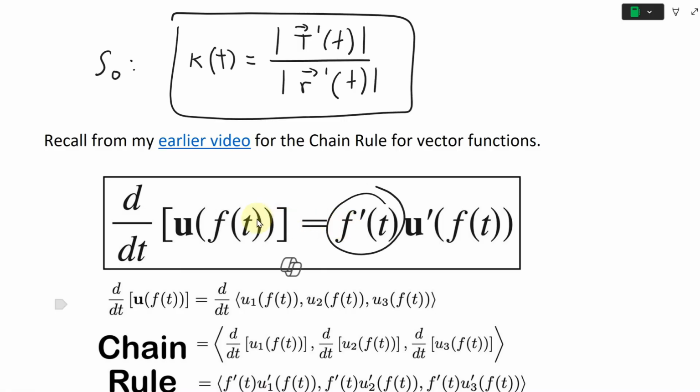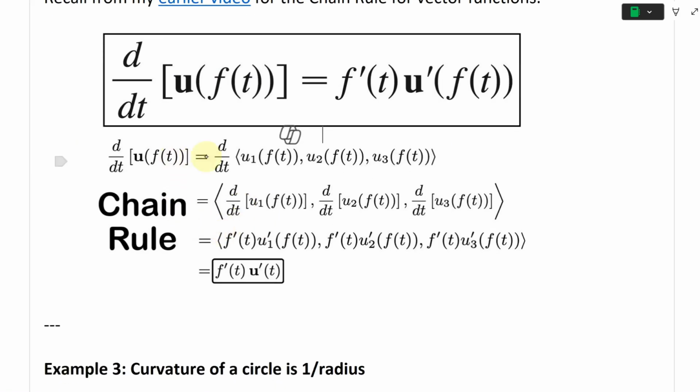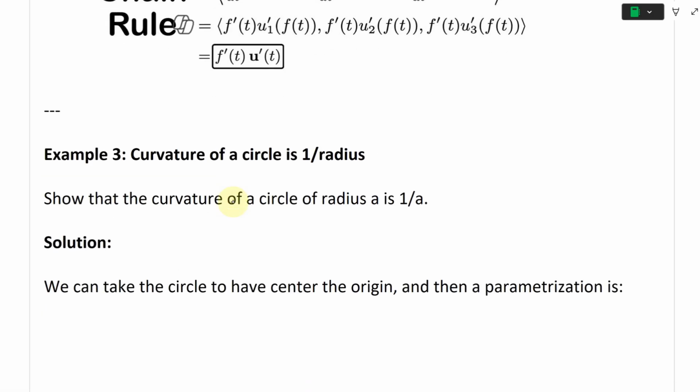So d over dt of u of f of t equals the derivative of the outside, first of all, in terms of the f function, and then you take the derivative of the inside and multiply that out. So again, using the chain rule like that. And again, there's the setup there, and there's actually the proof there as well. You can just expand these out and use the basic derivative chain rule for regular functions inside each component, and you get that. Anyways, let's go further. Let's take a look now at example 3.